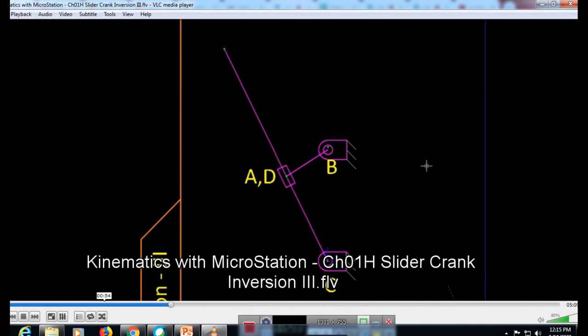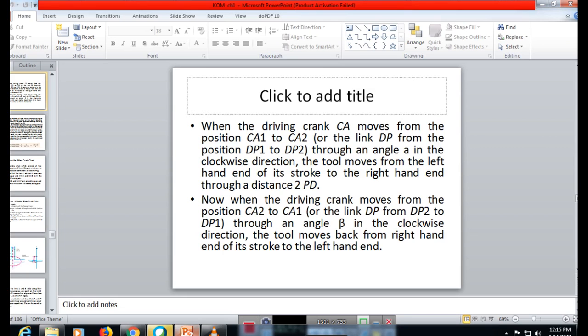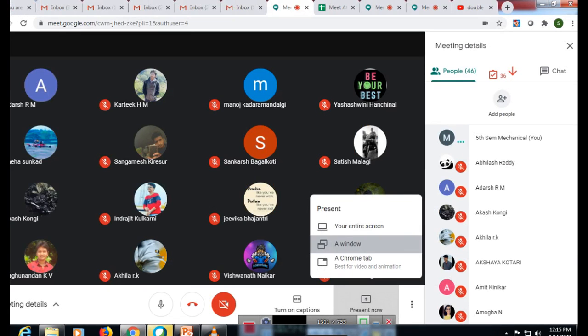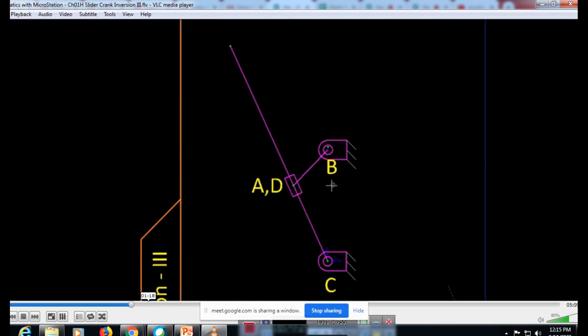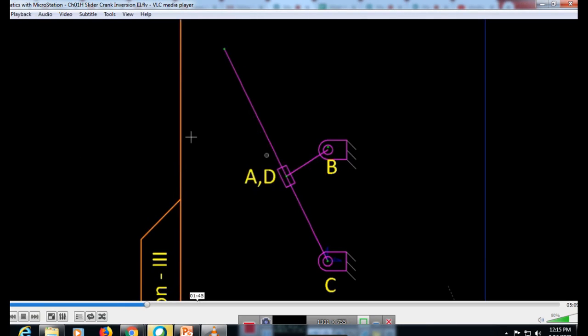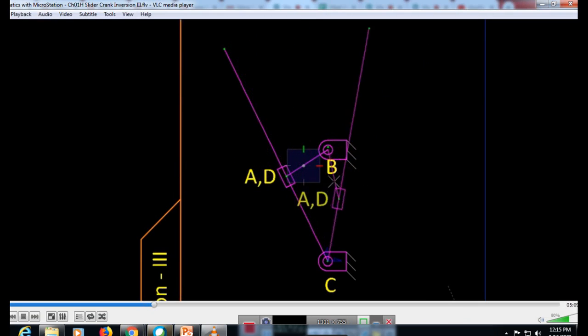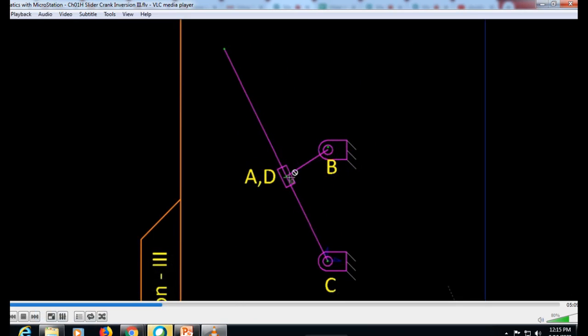Next, we'll see one other type of inversion, where we get a link which only oscillates. The resulting mechanism looks like this in its bare essentials. So our input is the slider. As the slider moves along a circular path, it drags the guide with it, so you can see this guide only oscillates back and forth.